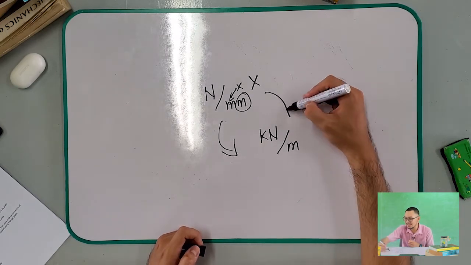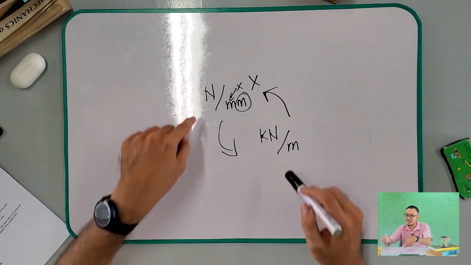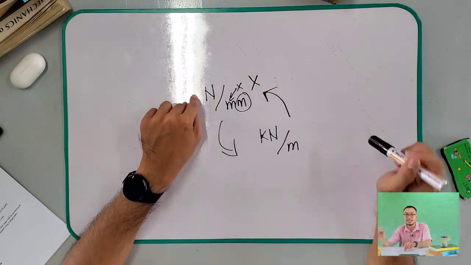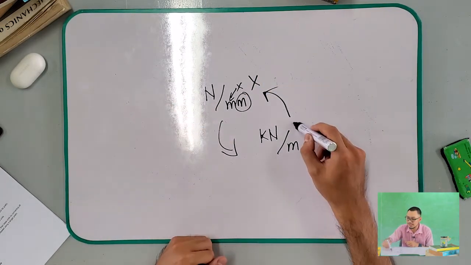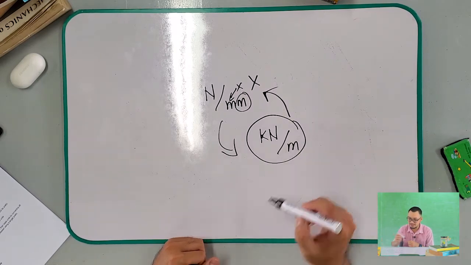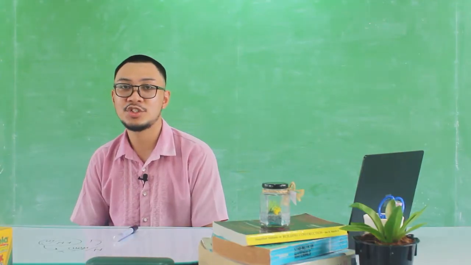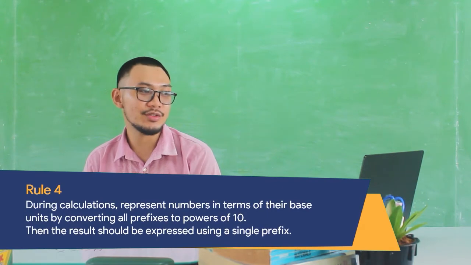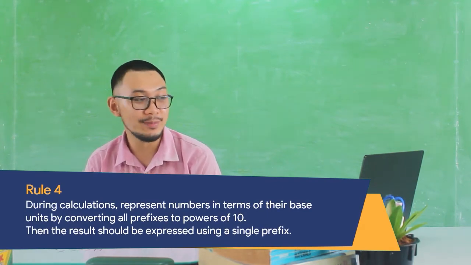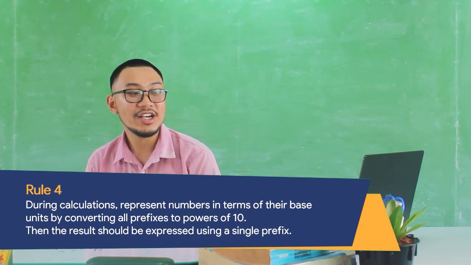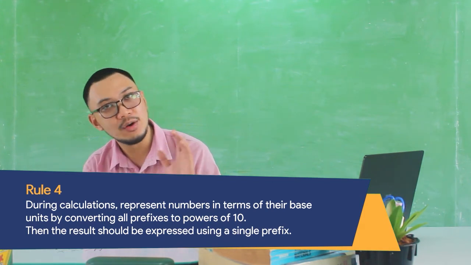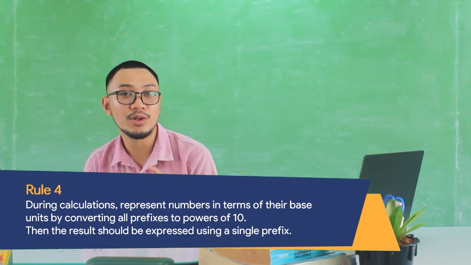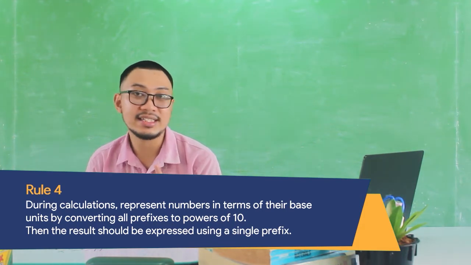Okay? These are the same units but this is the correct one because again our denominator should have no prefix. Okay? And last, rule number 4. During calculations, represent the numbers in terms of their base units by converting all prefixes to the power of 10. And the result should be expressed with a single prefix. So that has a meaning.